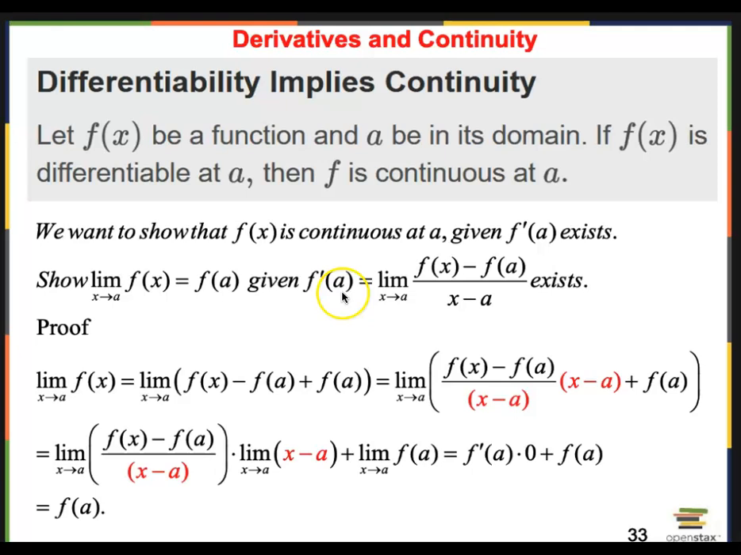Given f prime of a equals the limit as x approaches a of f of x minus f of a over x minus a exists. And this is just a proof showing you that this is true, that if we show the limit of f of x as x approaches a equals the function value, this shows us how it implies continuity.